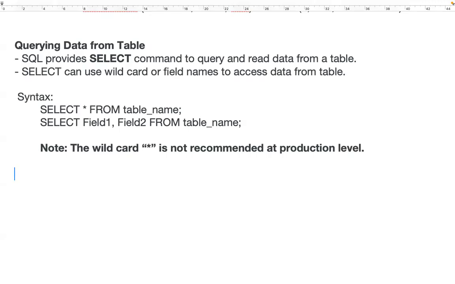Why? Because what is star? Star is a search pattern. It searches for all fields and returns all the fields. Searching and reading is extra work. If you directly mention the field name, it will avoid searching and directly point to the field.